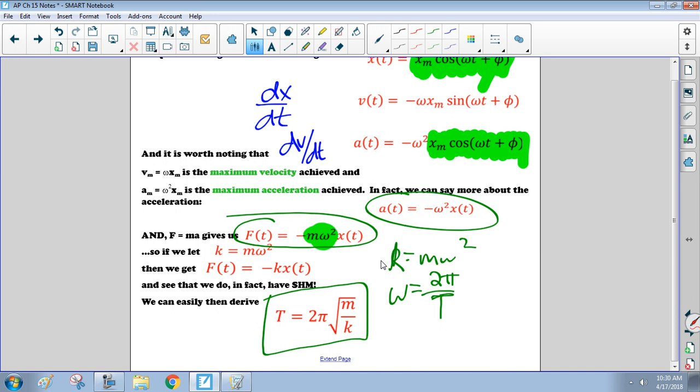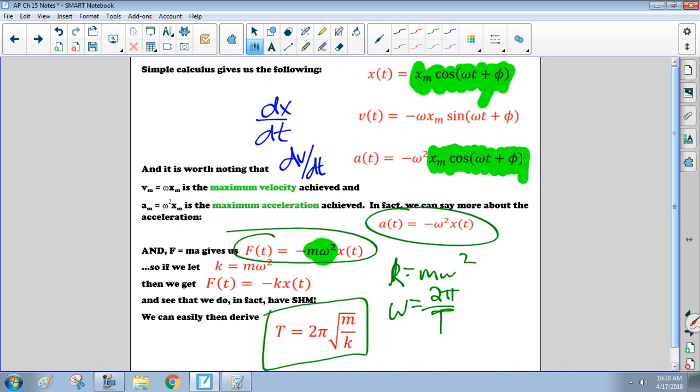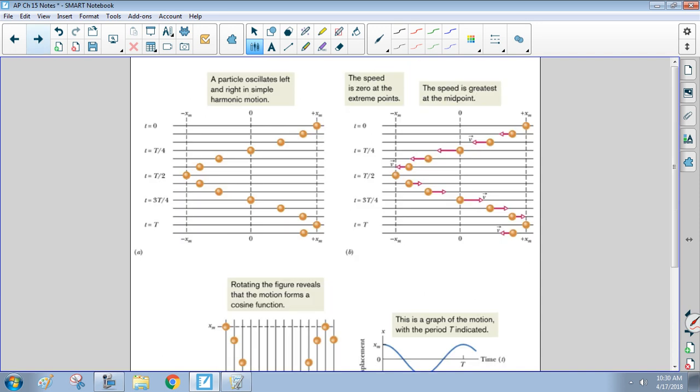All right, so is everybody good with this? All right, so most of your homework is going to revolve around tinkering with these little k and omega equations and plugging them into these three up here. Good? All right.